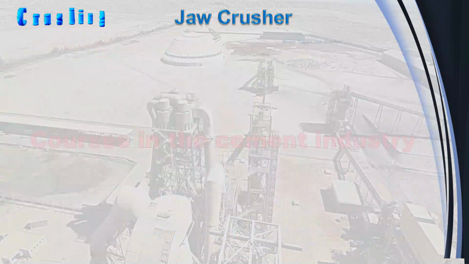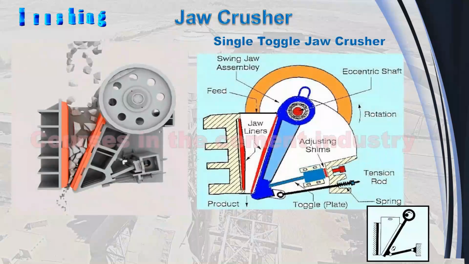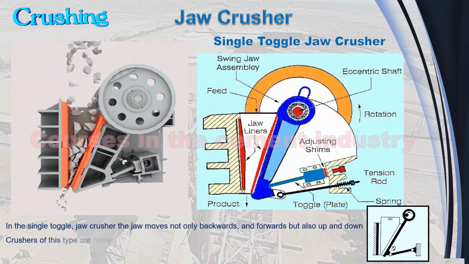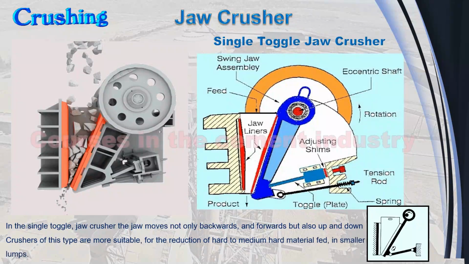2. Single toggle jaw crusher. In the single toggle jaw crusher, the jaw moves not only backwards and forwards but also up and down. Crushers of this type are more suitable for the reduction of hard to medium hard material fed in smaller lumps.